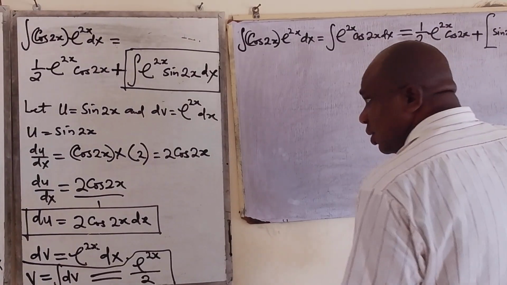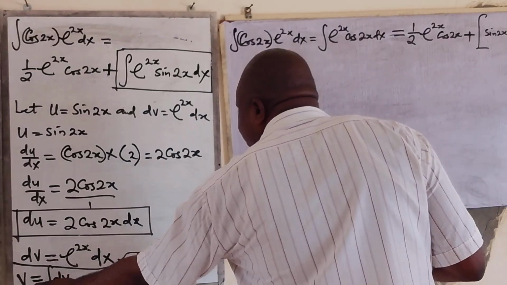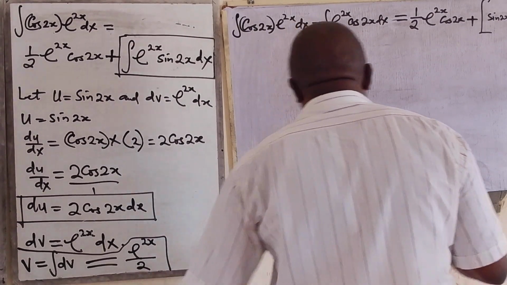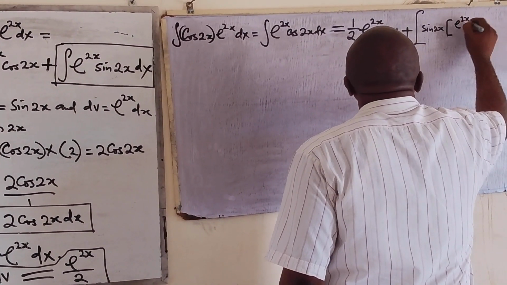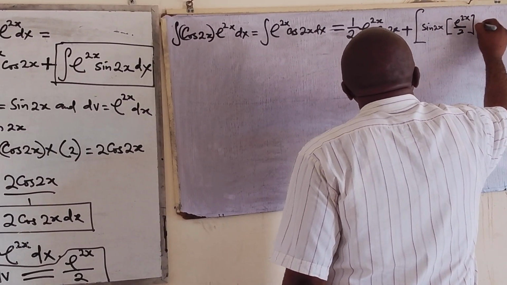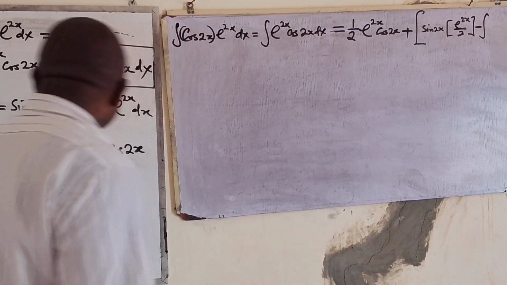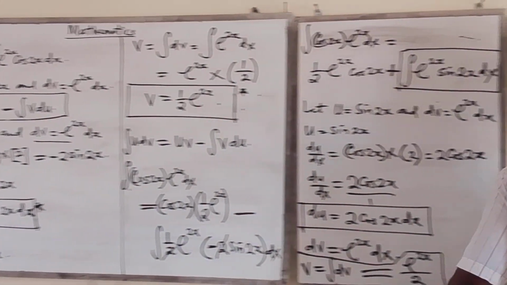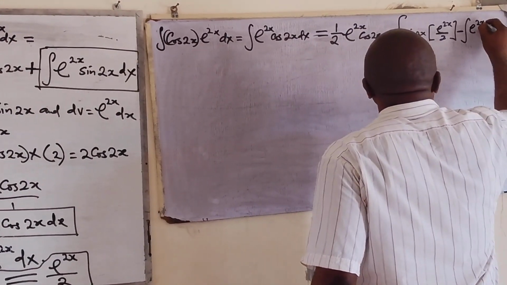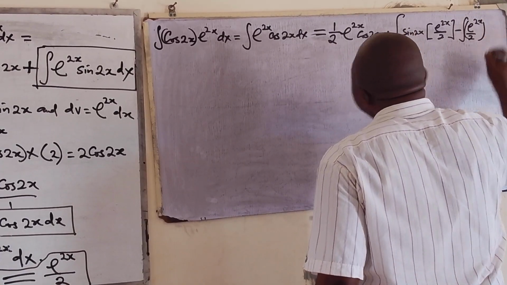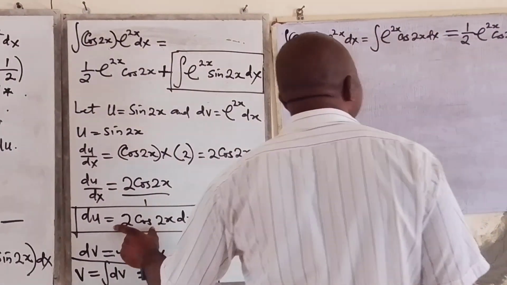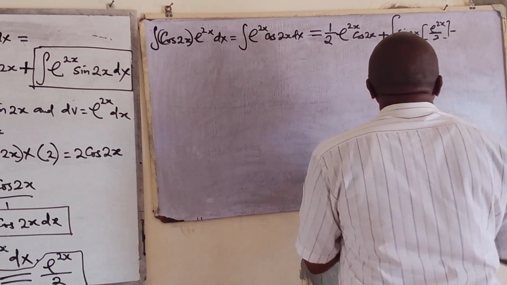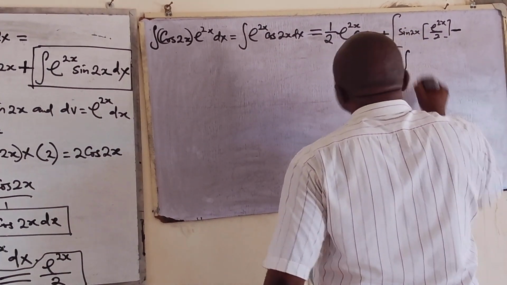Then now the value of v. Now remember, we actually integrated the dv, and we got e raised to the power of 2x all over 2 as the value of v. So here we put it there: e power 2x all over 2. Yes. Minus the integral, yes, minus the integral of v du. Now our v is e power 2x all over 2. So here we have e power 2x all over 2. Then we have the du, and the du is 2 cos 2x dx. Now let me drop it down here. So here we have minus the integral.